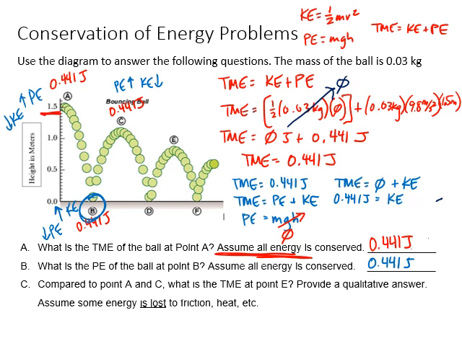Question C. It says, compared to point A and C, what is the total mechanical energy at point E? And we just want to provide a qualitative answer. It says, assume some energy is lost to heat, friction, etc. So we're looking at, let's see if I can get a different color here. We'll use purple. We're looking at point A compared to point C. What is the difference in total mechanical energy? If energy is lost, in that case, at point A, the total mechanical energy is going to be greater than the total mechanical energy at point C.